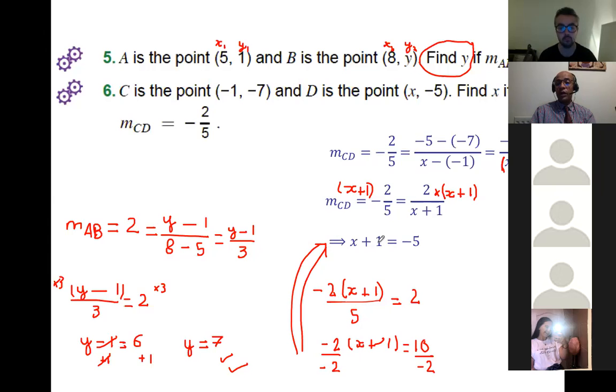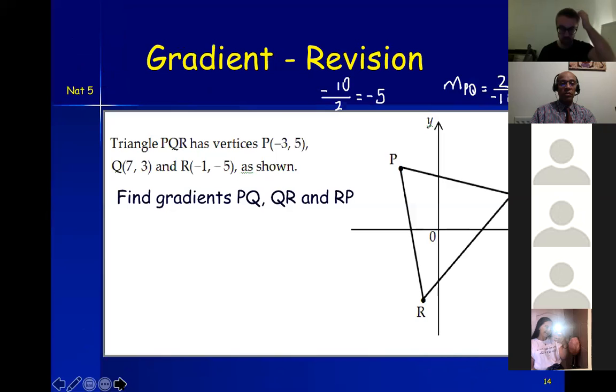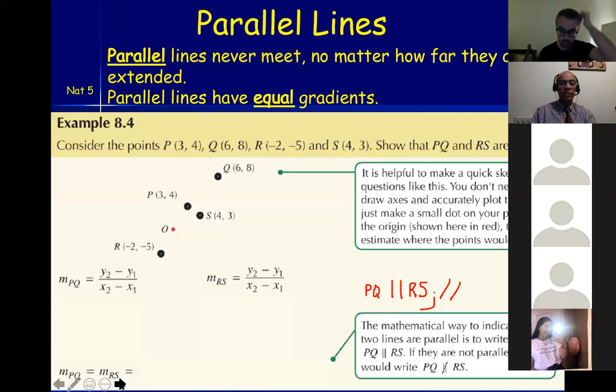And to get rid of the plus 1, you take away 1 on each side. So -5 minus 1, x equal -6. And that was what they were asking me to find. Find x. In order to have the gradient equal to -2 over 5, x has got to be equal to -6. Okay. It's a bit long-winded, but so then we looked at all this, we did this.